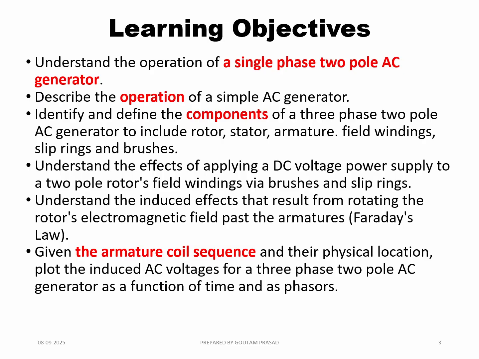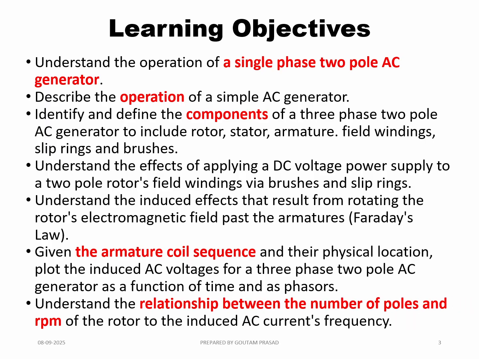Given the armature coil sequence and their physical location, plot the induced AC voltage for the three-phase two-pole AC generator as a function of time and as phasors. Also, we would like to understand the relationship between the number of poles and RPM of the rotor to induced AC current's frequency.